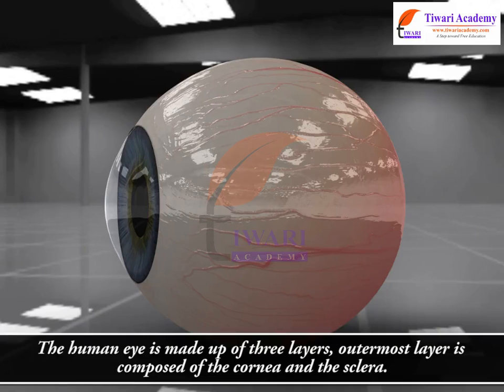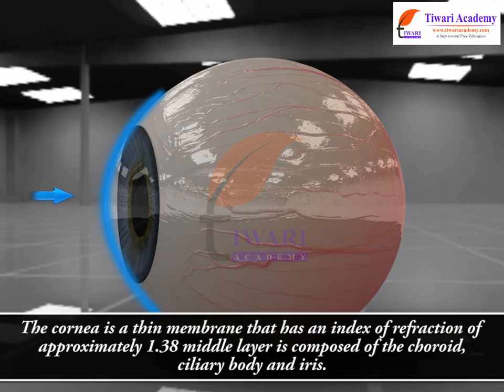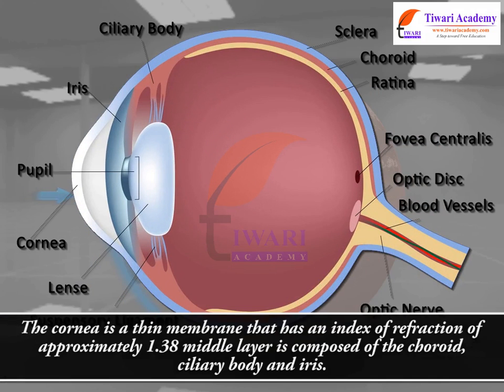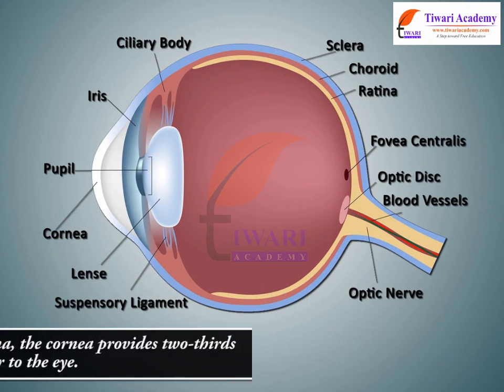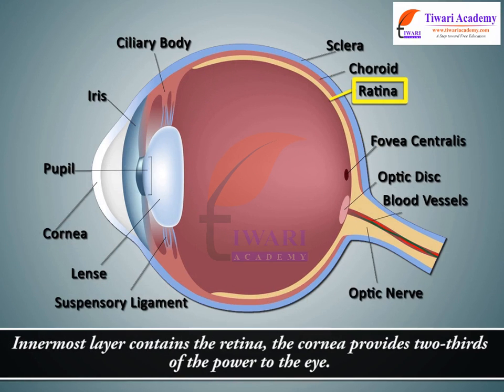The human eye is made up of 3 layers. The outermost layer is composed of the cornea and the sclera. The cornea is a thin membrane that has an index of refraction of approximately 1.38. The middle layer is composed of the choroid, ciliary body, and iris. The innermost layer contains the retina.